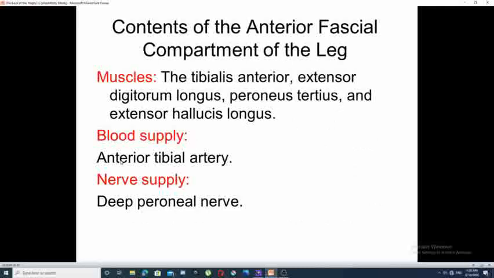Content of the anterior facial compartment of the leg. First, we have the muscles. Muscles in the anterior facial compartment of the leg are the following. First, tibialis anterior muscle. Second, extensor digitorum longus muscle. Third, peroneus tertius muscle. Fourth, extensor hallucis longus muscle. Blood supply is from the anterior tibial artery, nerve supply from the deep peroneal nerve.